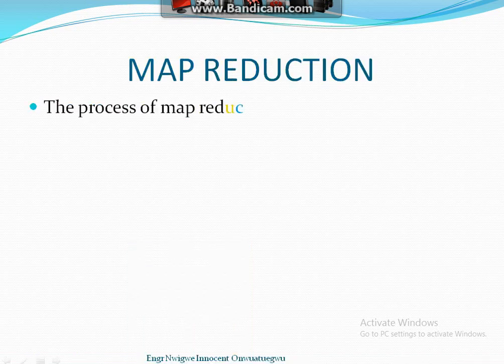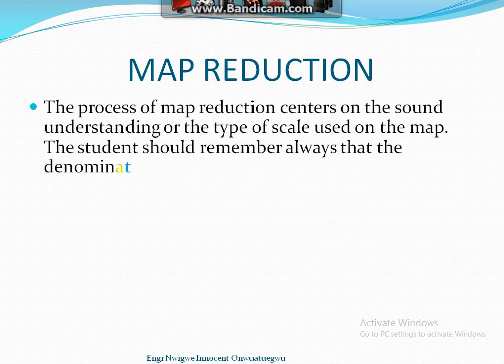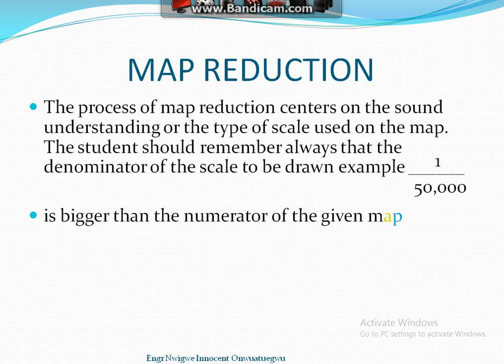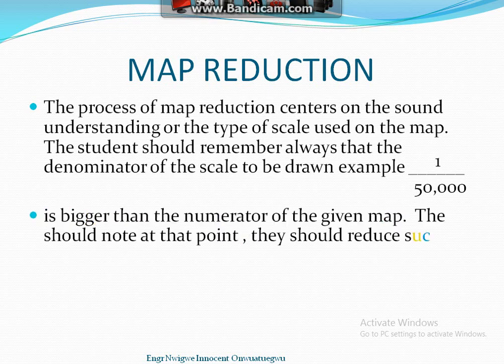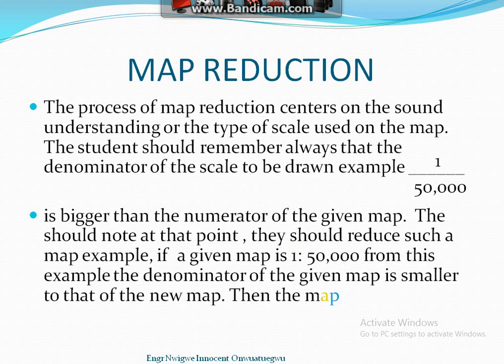Map reduction. The process of map reduction centers on a sound understanding of the type of scale used on the map. The student should also remember that the denominator of the scale to be drawn, for example 1/50,000, is bigger than the denominator of the given map. They should note at that point that they should reduce such a map.